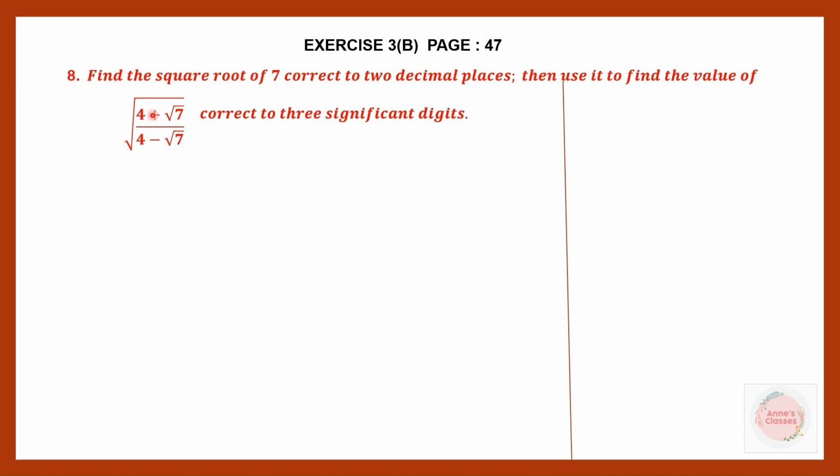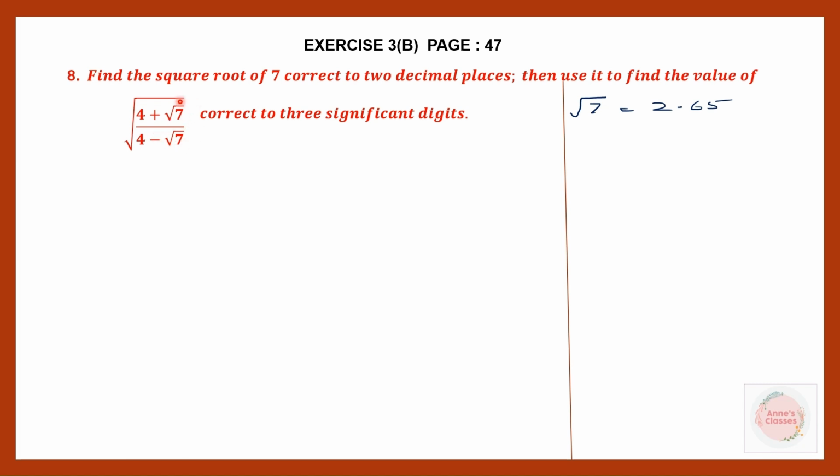So now we have found the square root of 7. Let's write it down here and keep. Square root of 7 is 2.65. Now we need to work this out. Now this looks a little complicated, isn't it? You have a square root here, inside you have another square root here. So it looks a little complicated.